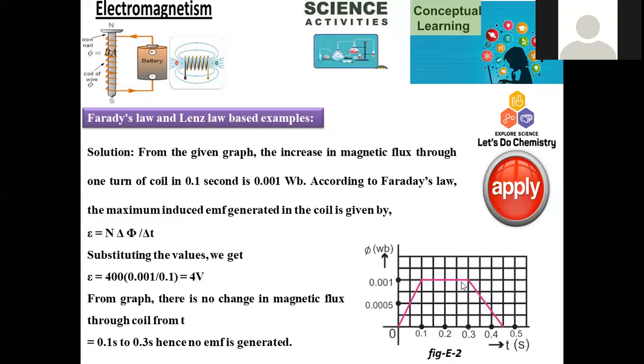So at this instance only 0.1 is taken into consideration. At this instance, flux is taken as 0.001. But in between the time period of 0.1 to 0.3, there is no variation in the flux value. In turn, EMF will become 0 because here 0 by any other term will become 0, and 0 into 400 obviously will become 0.